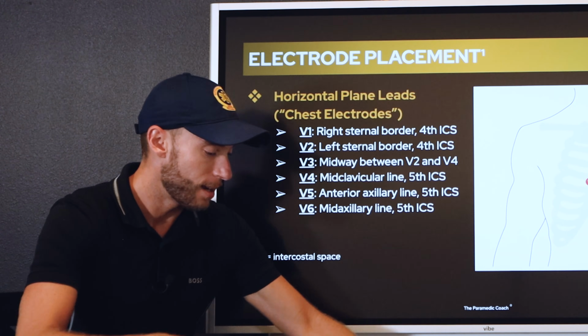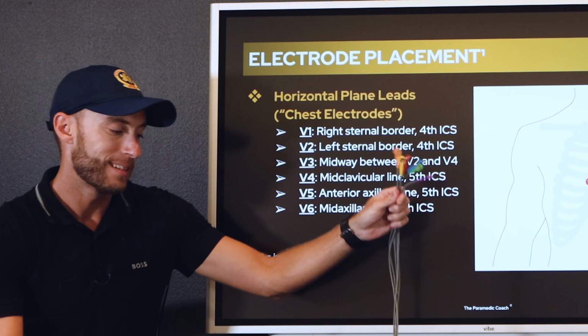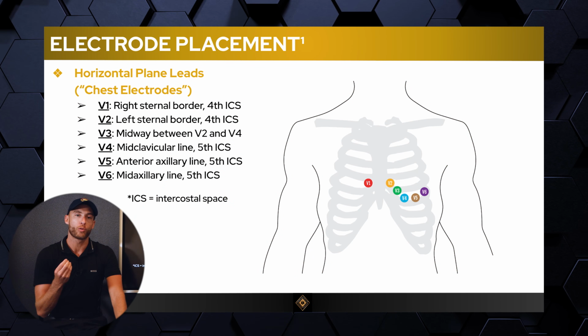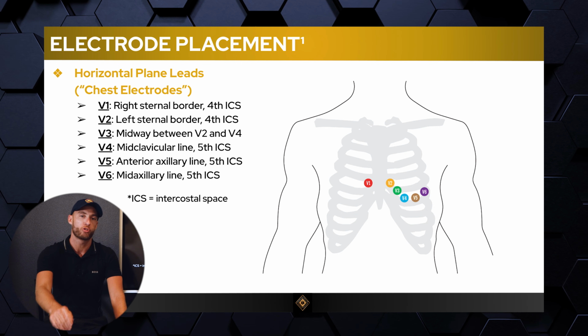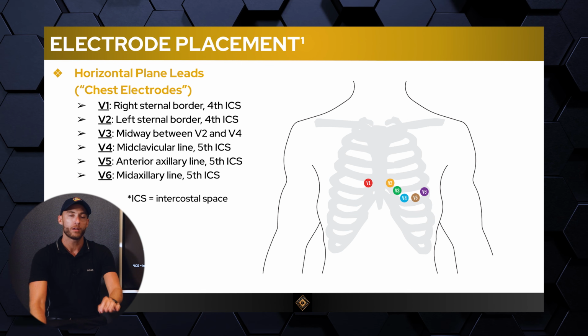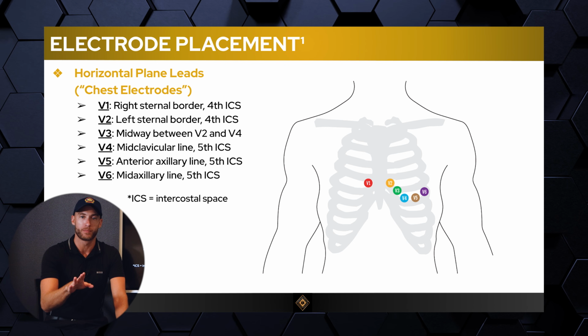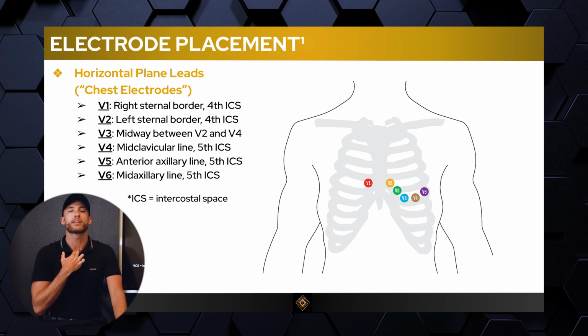Now, that being said, where do we put these chest leads? I'm going to show you. So these chest leads, first we have V1. You want to go in order here, but as a caveat, I'm going to show you. So V1, we put on the right. So first we got to find the sternum, right? Easiest way to find the sternum: you can roll down into your trachea down here.